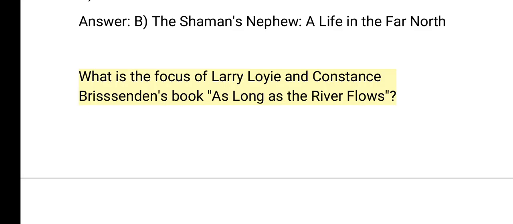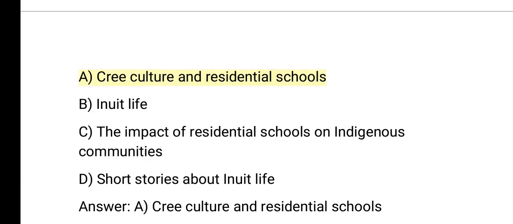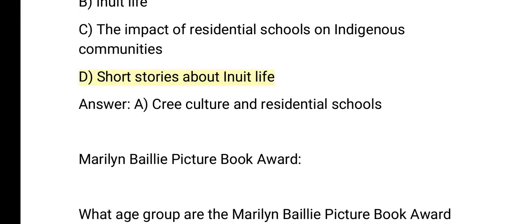What is the focus of Larry Loyie and Constance Brissenden's book, As Long as the River Flows? A. Cree culture and residential schools. B. Inuit life. C. The impact of residential schools on Indigenous communities. D. Short stories about Innu life. Answer: A. Cree culture and residential schools.